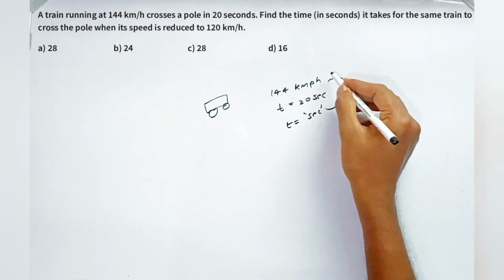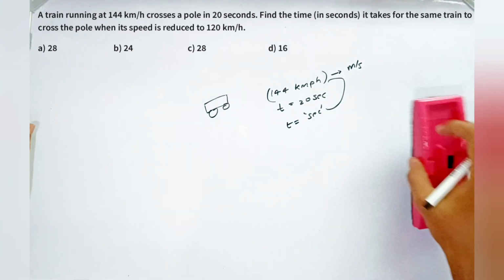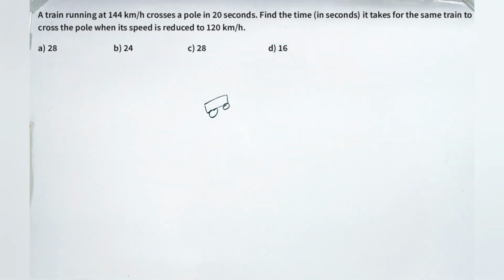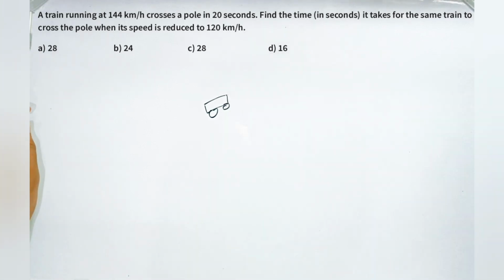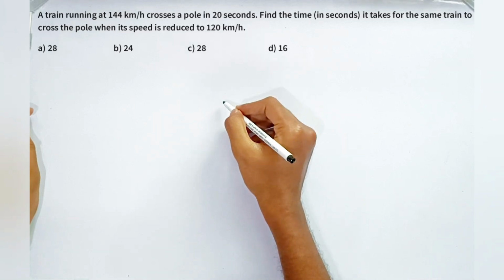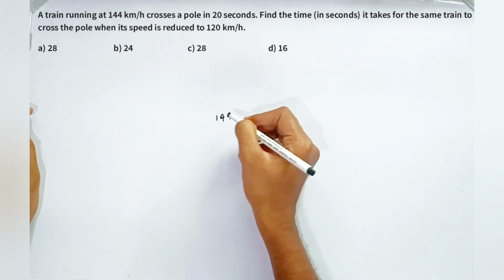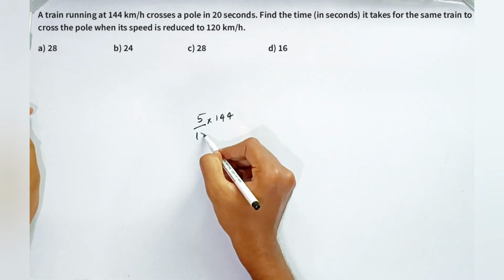Okay, and try to convert this kilometer per hour into meters per second. The first thing when you encounter questions on trains problems, please make sure that the units are the same. Here it is given that the speed is 144, and I have to convert it to meters per second. So for that purpose I'm multiplying it by 5 by 18.